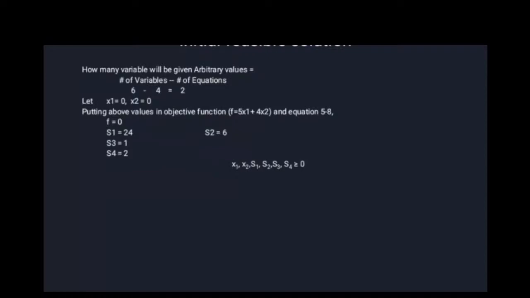Putting the above values in the objective function f is equal to 5x1 plus 4x2 and equation 5 to 8. So by putting x1 equal to 0 and x2 equal to 0, we get f is equal to 0, s1 is equal to 24, s3 equal to 1, s2 is equal to 6, s4 is equal to 2. Now we move to step 4, which is initial tabulation.